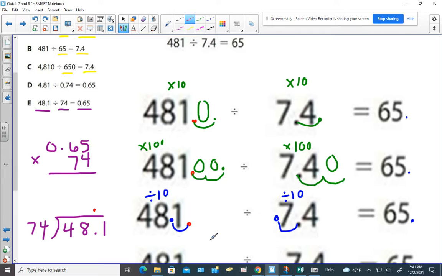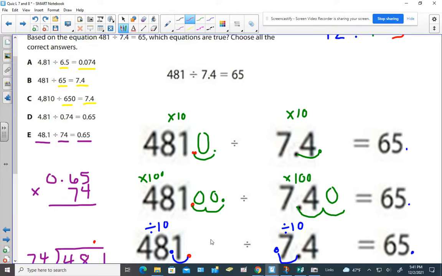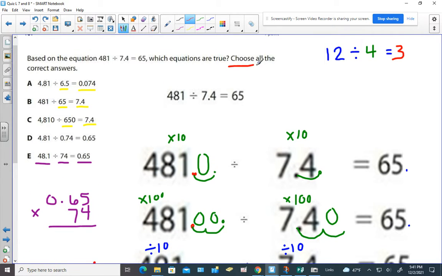So choose your strategy for which one makes the most sense to you, and finish up, because remember, you have to choose all the correct answers. I'm going to tell you that there is more than one correct answer.